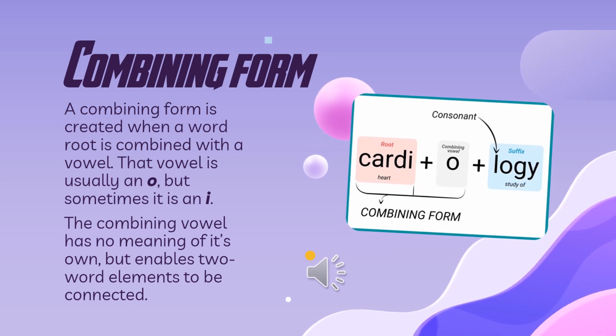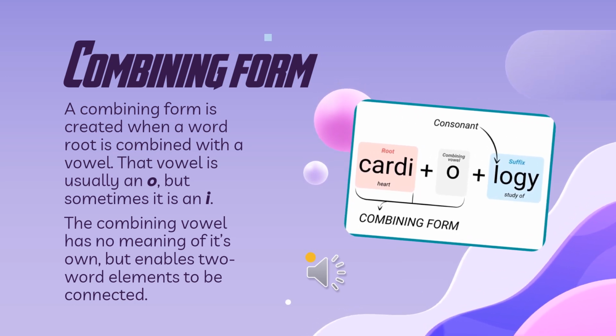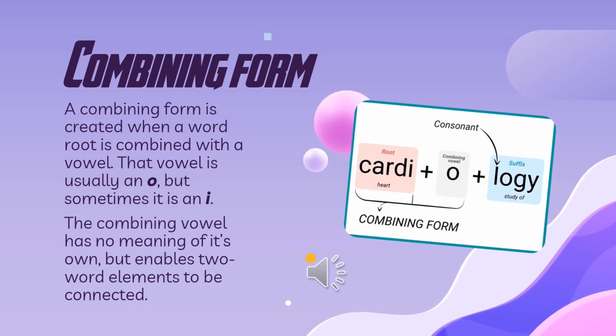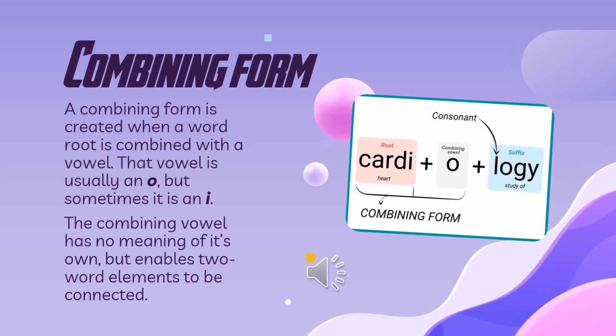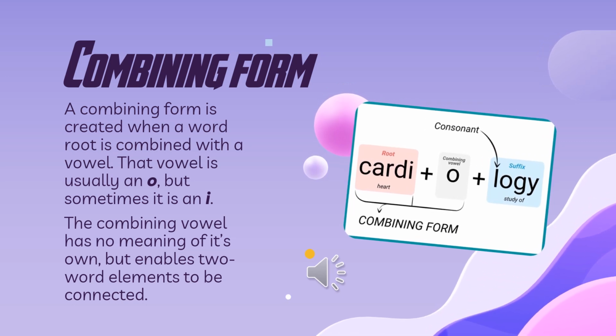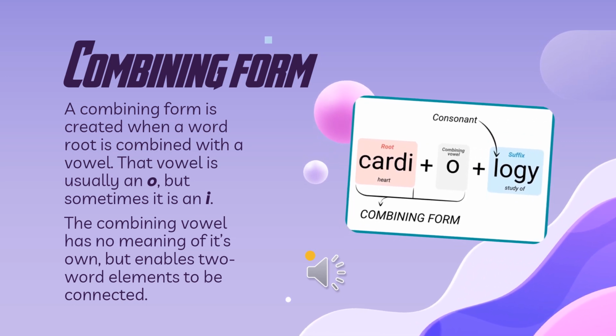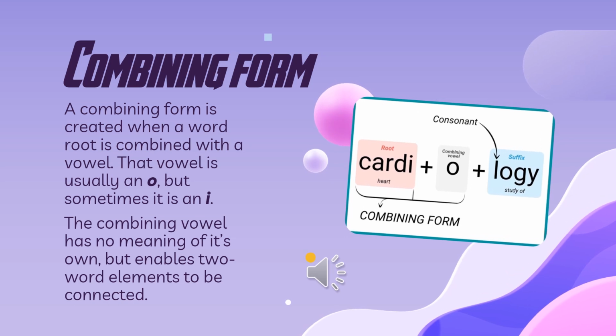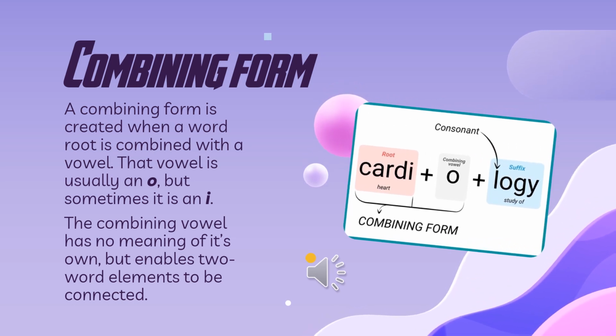And number two is combining form. Combining form is created when a word root is combined with a vowel. The vowel is usually an O, but sometimes it is an I. The combining vowel has no meaning of its own, but enables two word elements to be connected.